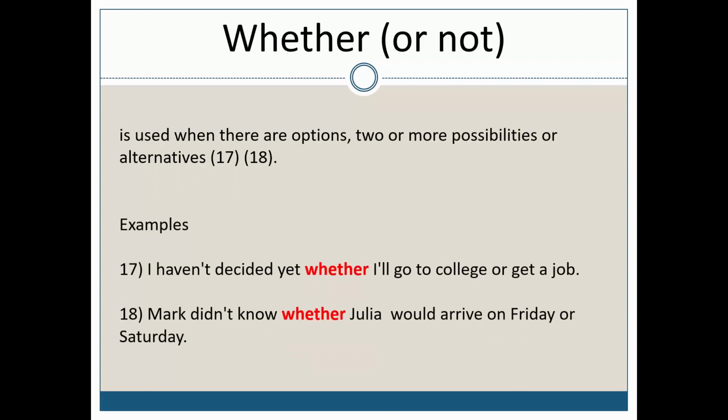Moving on to whether or not. Whether is used when there are options, two or more possibilities or alternatives, as in examples number 17 and 18. I haven't decided yet whether I will go to college or get a job. In this example, the speaker has two options, which are either going to college or getting a job. Mark didn't know whether Julia would arrive on Friday or Saturday. In this example, we have two possibilities. She will come either on Friday or Saturday.